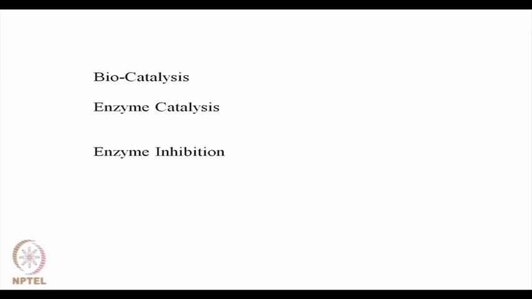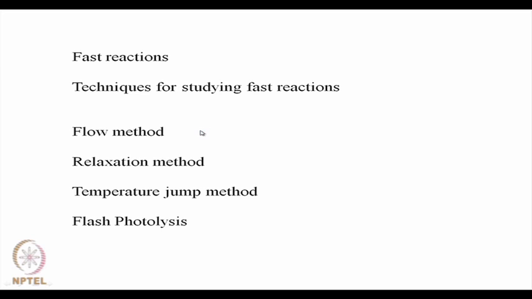And we also discussed enzyme inhibition. These inhibitors are basically those that tend to impair enzyme action, that is, the catalyst's action. Okay, so we discussed this in detail. So this part is also discussed.